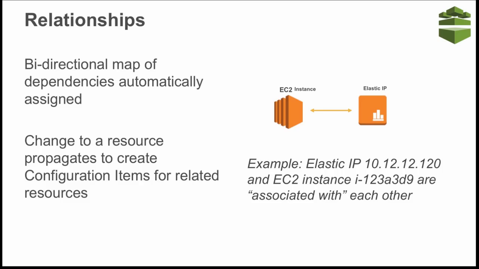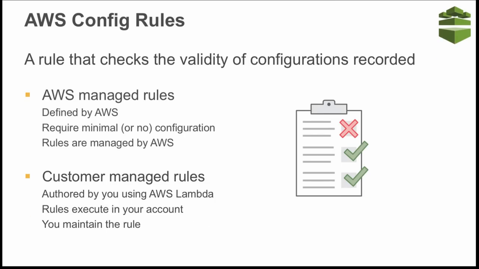So in this example, we had an elastic IP address that was associated with an EC2 instance, and inside the console you can see that that relationship exists. So here, every change to a resource causes a new configuration item to be created that captures the new configuration of the resource. The rules are ultimately there to check for validity.